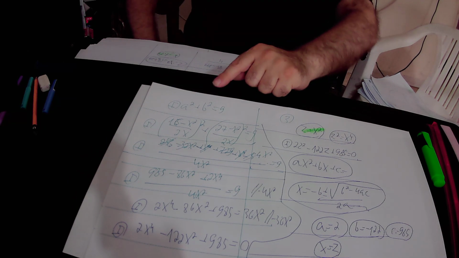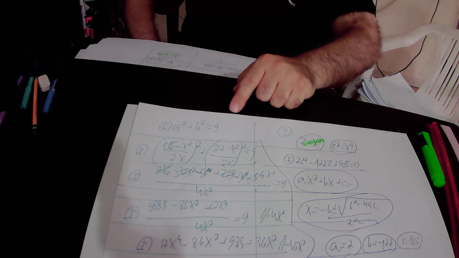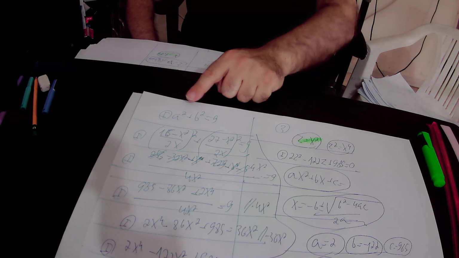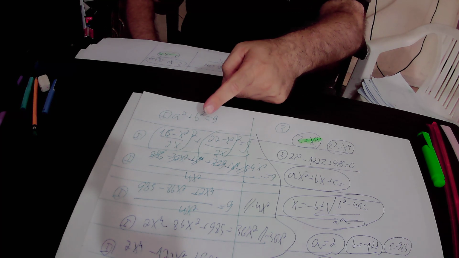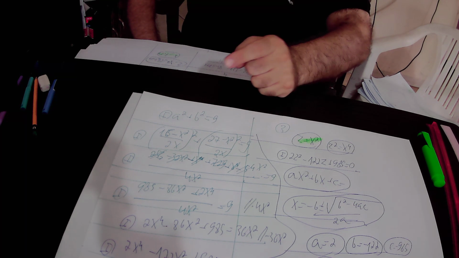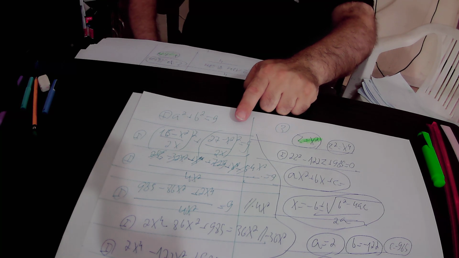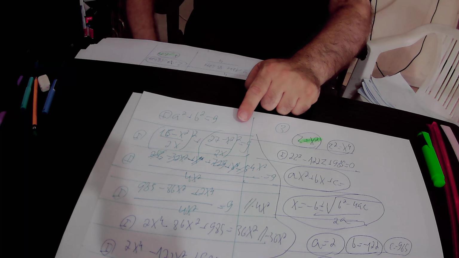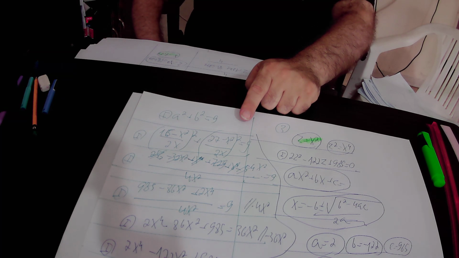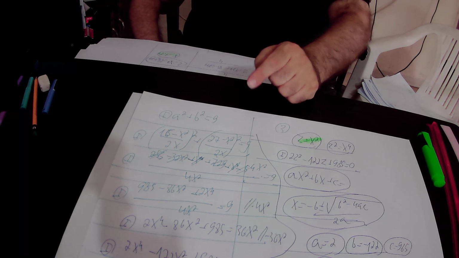According to equation number 1, A squared plus B squared equals 9. And we already found out that A equals (16 minus X squared) over 2X, so if we square this expression, we get the value of A squared, of course. And we already found out that B equals (27 minus X squared) over 2X, so if we square this expression, we get the value of B squared. So A squared plus B squared equals 9.